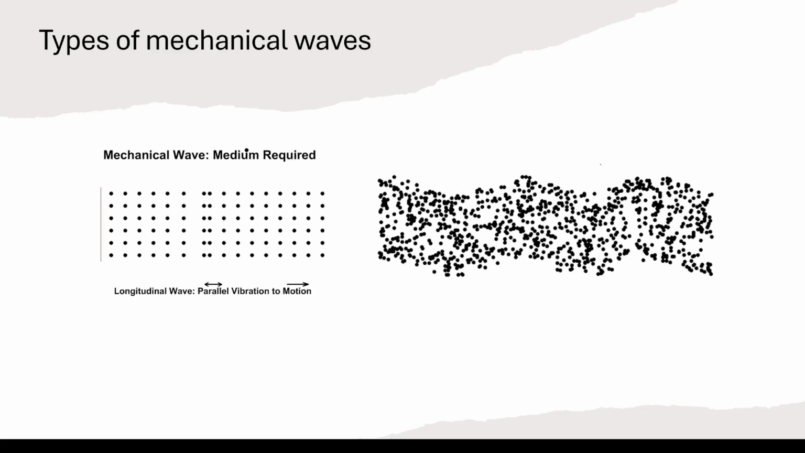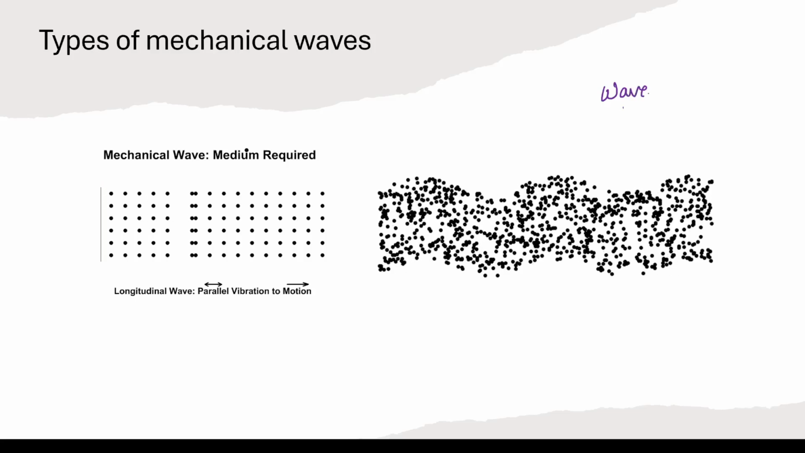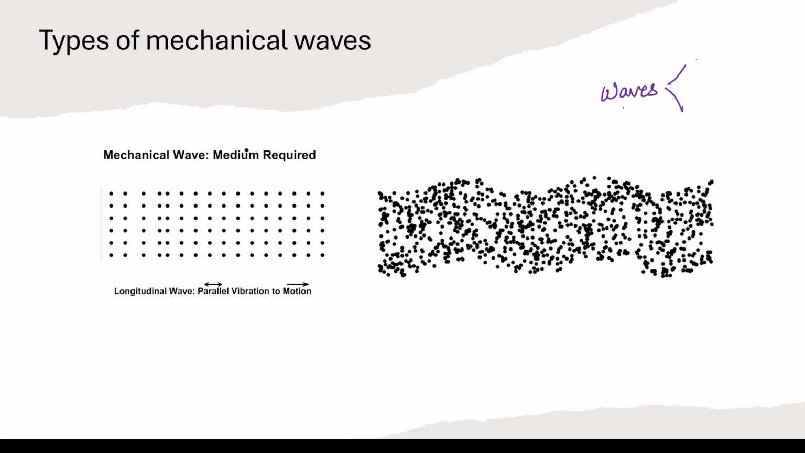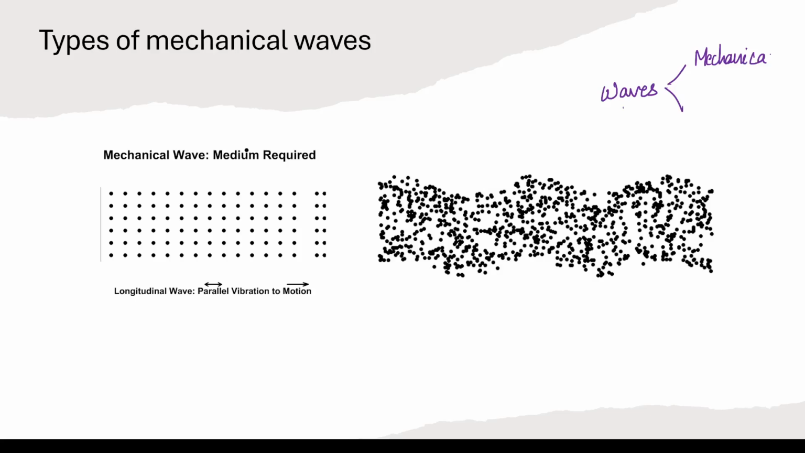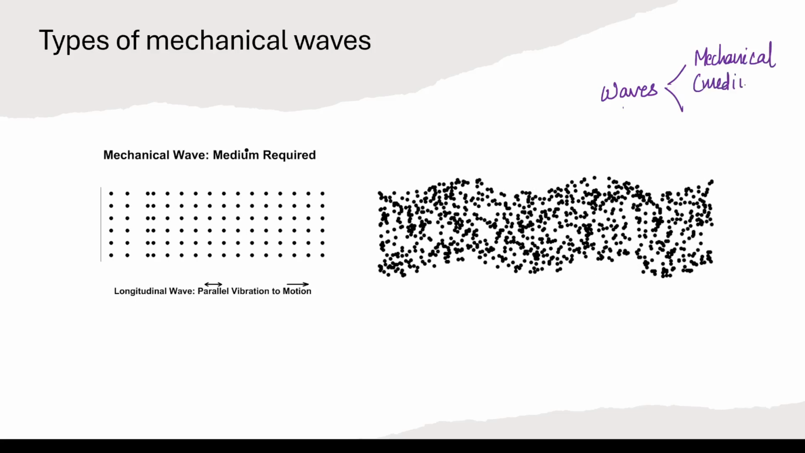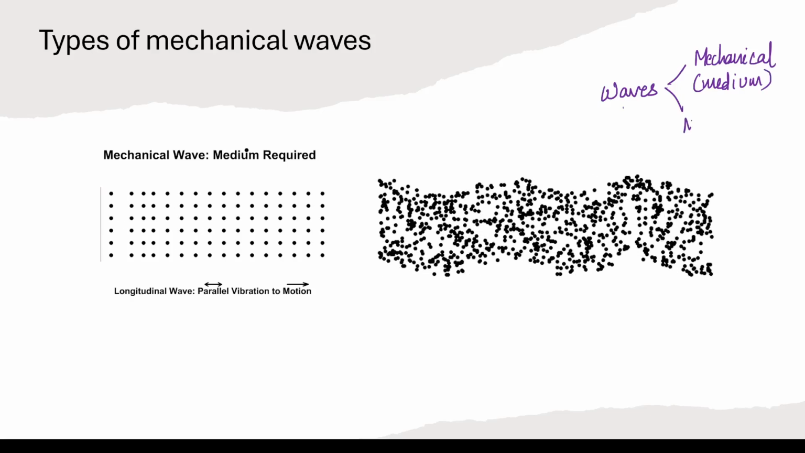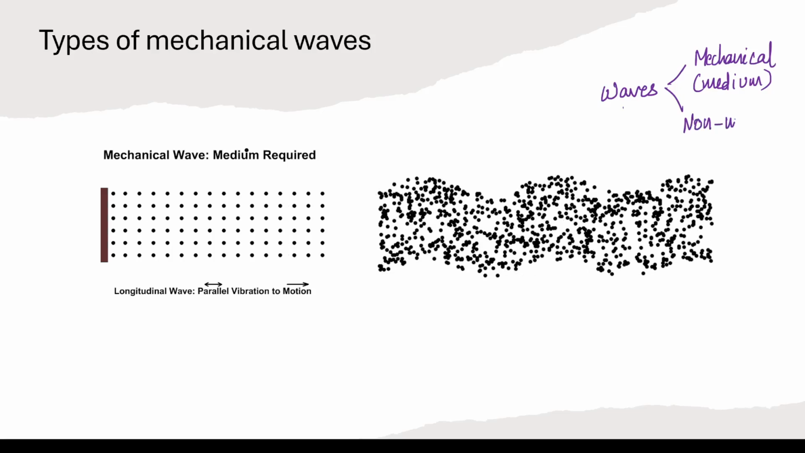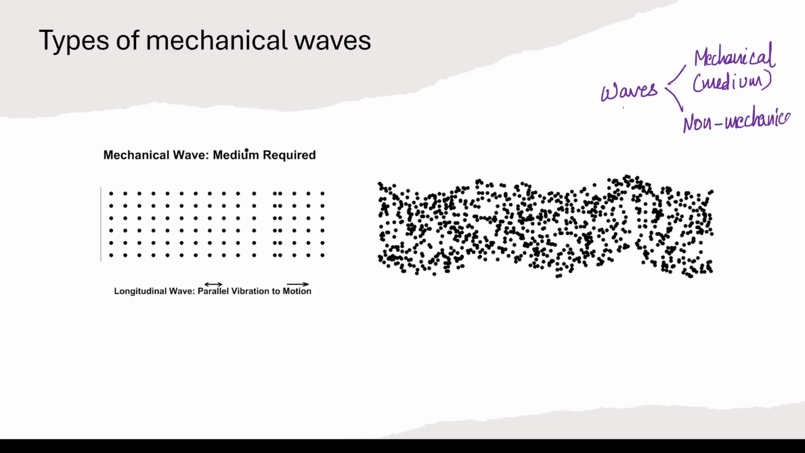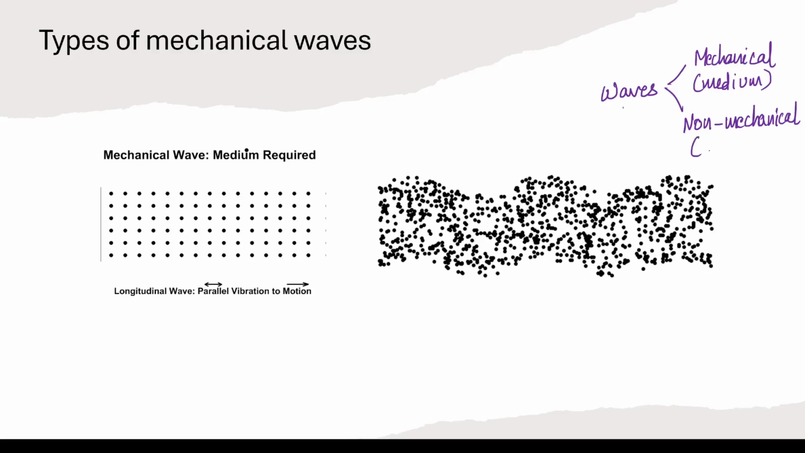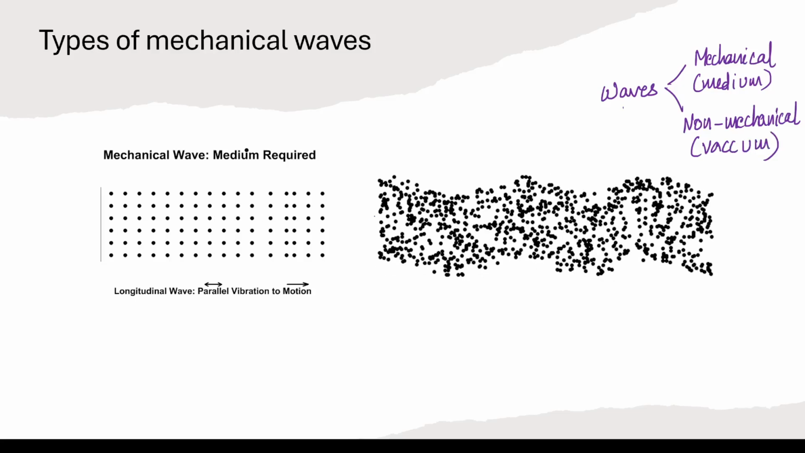Now, generally what we do is we divide all the waves into 2 categories. One is mechanical. Mechanical waves are the waves that require a medium to travel. They cannot travel in vacuum. Like sound waves. Sound waves are mechanical waves because they cannot travel in vacuum. And then you have non-mechanical waves which do not require a medium. They don't need any medium to travel. They can also travel in vacuum. For example, electromagnetic waves, light waves.